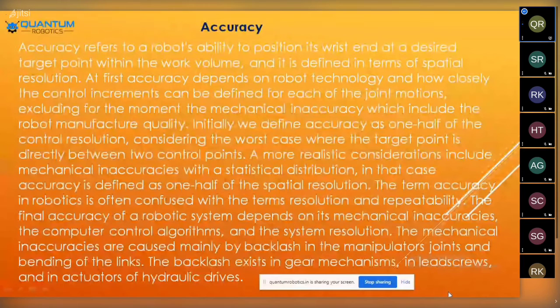And the system resolution, the mechanical inaccuracies are caused mainly by the backlash in the manipulator joints and the behind of a lens.